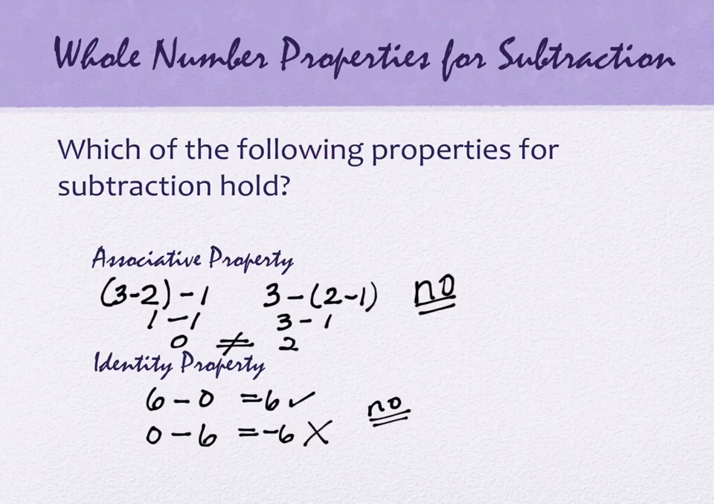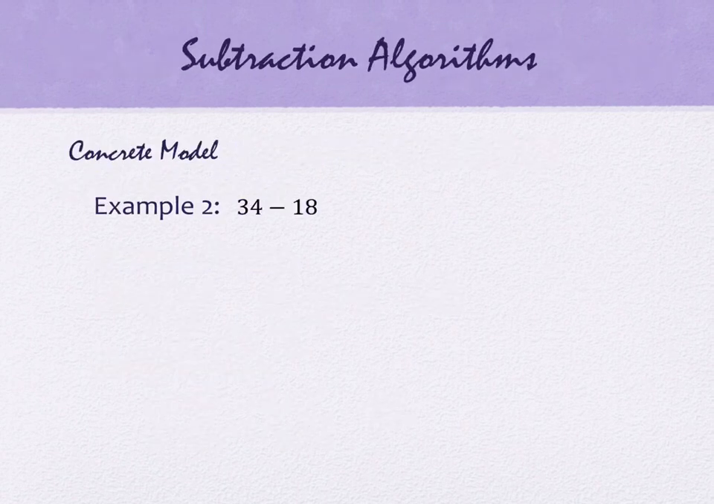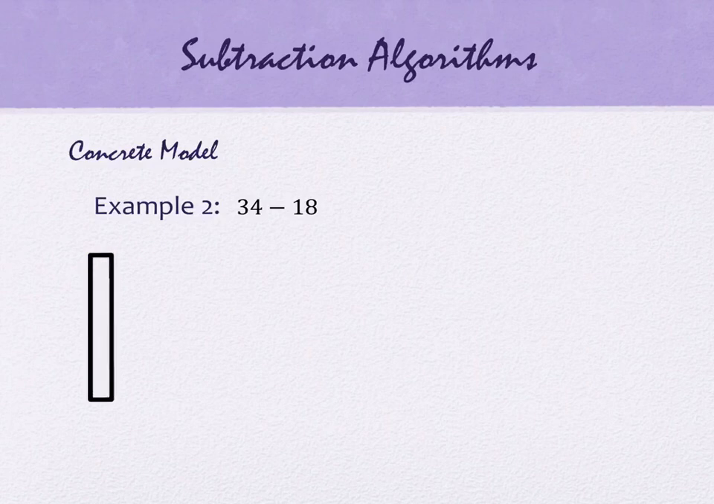So the next thing we're going to move into is some algorithms for subtraction. I think I can get through all 4 of the algorithms before we quit, and then we'll pick up on other bases next time. So our first subtraction algorithm is the concrete model. You've seen the concrete model before with addition. In fact, we used almost the same example. We used 34 plus 18, and now we're going to use 34 minus 18.